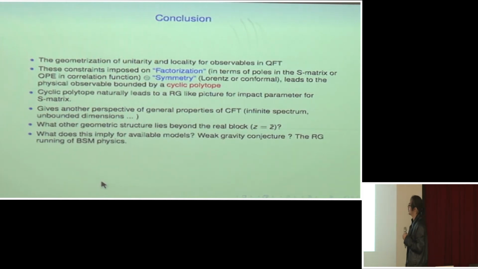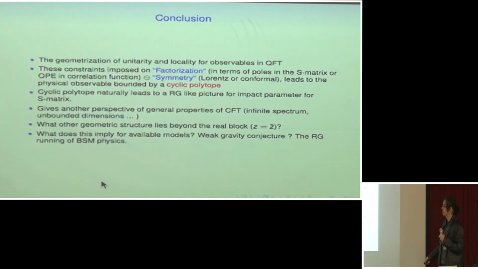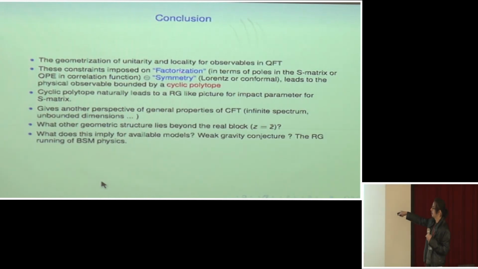And what do I mean by geometrized? The constraint imposed through factorization, where for the S matrix it means the residue of the pole, or in CFT it corresponds to the OPE of the correlation functions, and the constraint of symmetry, which for the S matrix corresponds to Lorentz symmetry, and for conformal field theory corresponds to conformal symmetry. The geometric realization of these two properties is that the observable is bounded by a cyclic polytope. So this is the universal picture that we see.